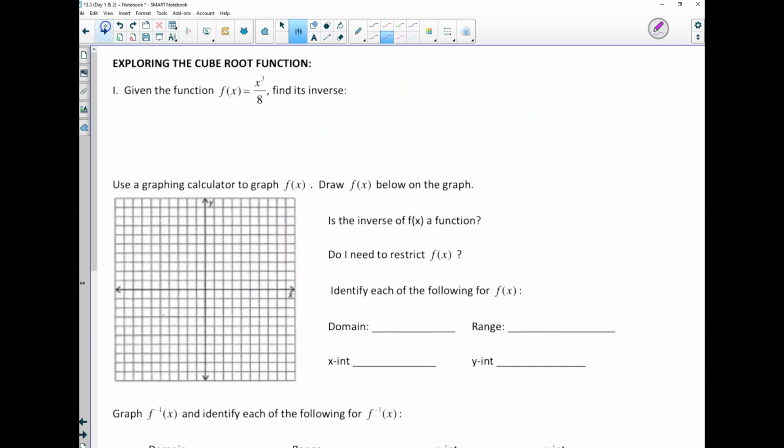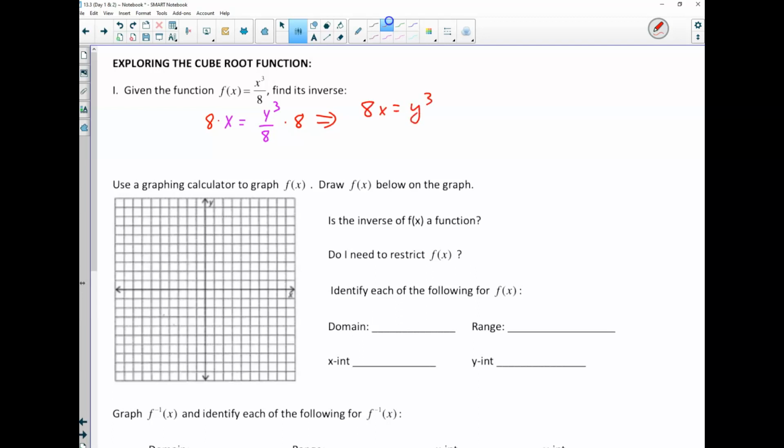Now we're going to have one more here. We're going to give this function and find its inverse. Well, that means this is an x, and this is going to be a y to the third over 8. Well, I swap my x's and y's. So what am I going to do? I'm going to multiply both sides times 8. So I'm going to get 8x equals y to the third.